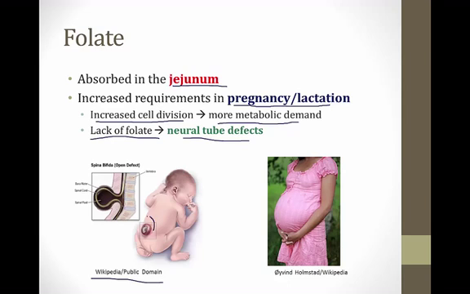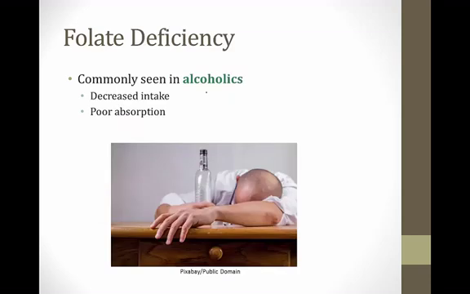It's got some of the spinal cord material protruding through the back, and this is what can happen among women who don't take enough folate when they are pregnant. The classic type of patient to develop a folate deficiency is an alcoholic. Alcoholics often have poor nutrition and they don't take enough vitamins, including folate.